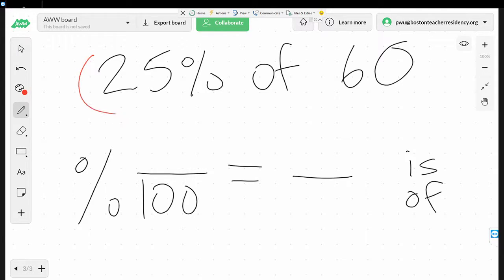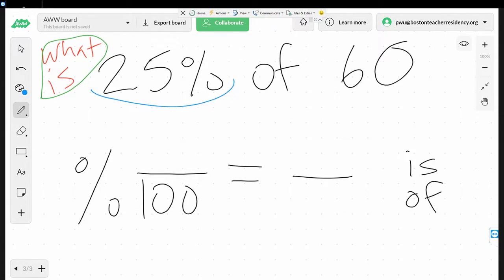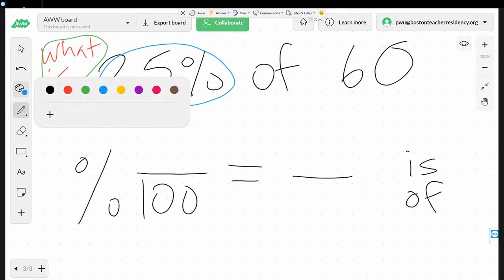So first I see, sorry, I actually skipped something in the prompt. Instead of 25% of 60, it should be what is 25% of 60. So I'm grouping what is together, and now our number right before percent is always going to be our percent. So we have 25%. And finally, we have of 60.